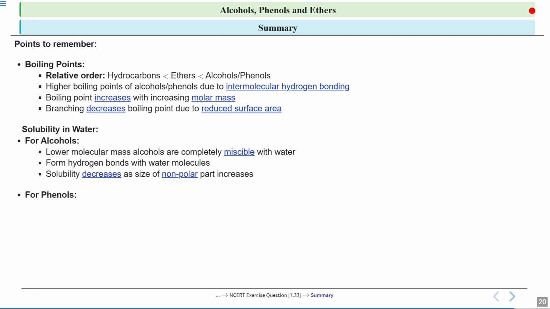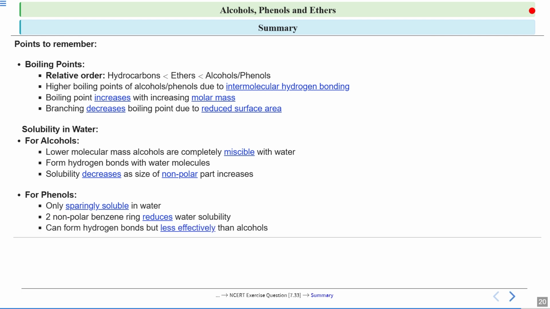Next, if we talk about phenols, we said that phenols are only sparingly soluble in water. Because the non-polar benzene ring reduces water solubility; the benzene ring to which your hydroxyl group is attached is non-polar. So it will reduce the water solubility. It can form hydrogen bonds, but less effectively than alcohols.